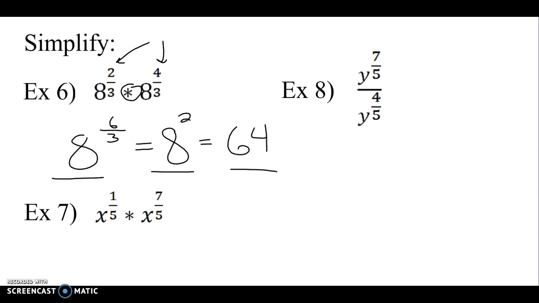Do 7 and 8. So number 8, the y stays the same, but what is 7/5 minus 4/5? 3/5. Now we could convert this. It doesn't say to write your answer a certain way, but last class you learned how to turn this into a radical. A radical meaning that little check marky sign. So what is the root index here? It would be 5, right? So the 5 comes to the front. That's the 5th root of x to the 3rd.